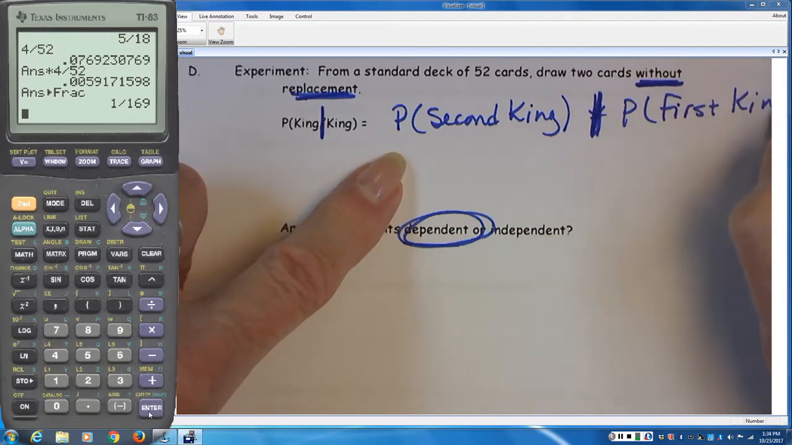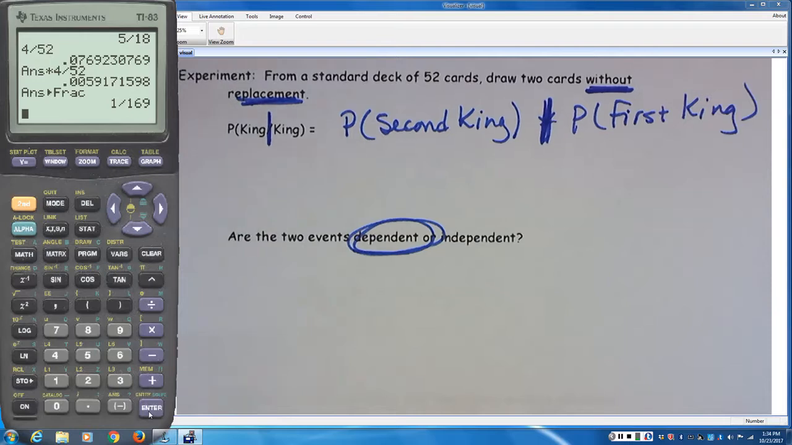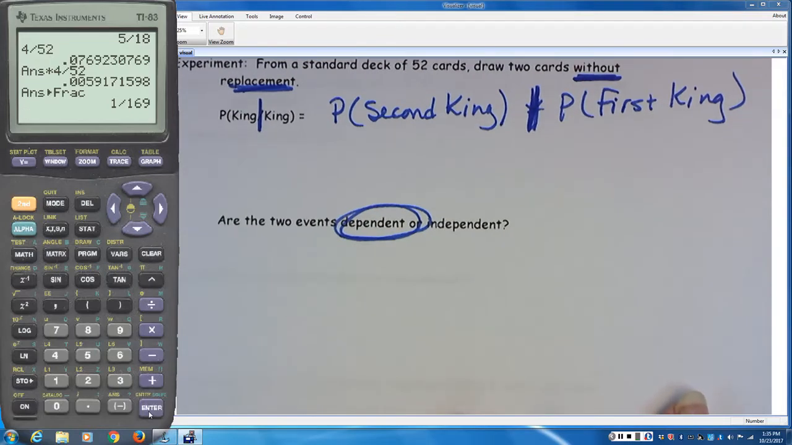Now, if it helps you to write these out in words like I just did there, that's fine. I'm not picky about notation on the test or quizzes. If you need to write it out in words, write it out in words.